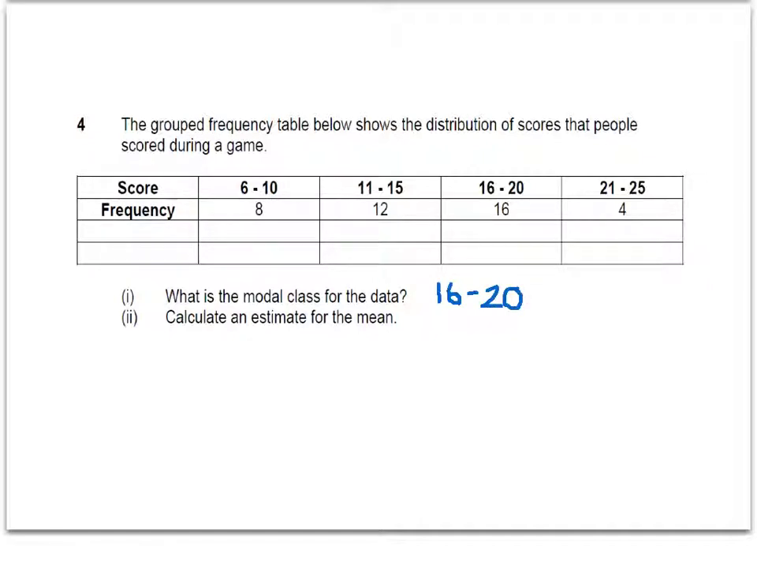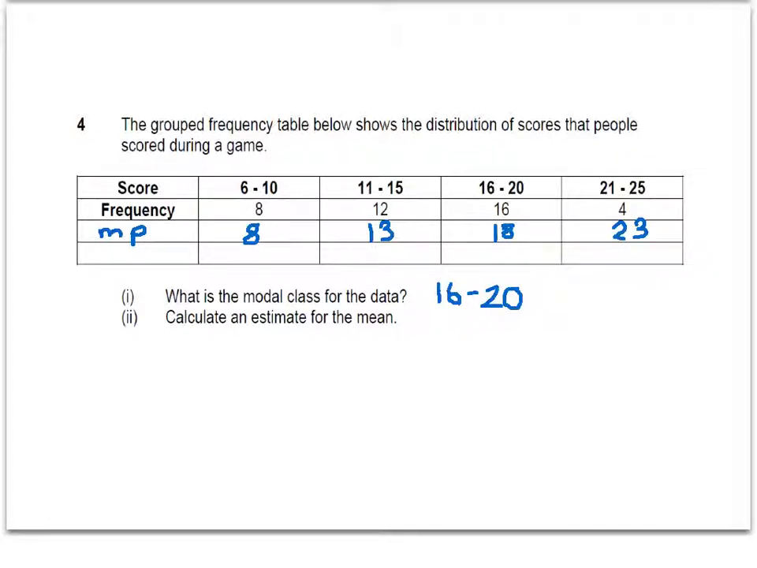So, an estimate for the mean, because we don't know whereabouts in each group these people lie, we're going to assume that they're sitting in the middle, and we're going to find what you call the midpoint. The midpoint of 6 to 10 will be 8, 13, 18, and 23.